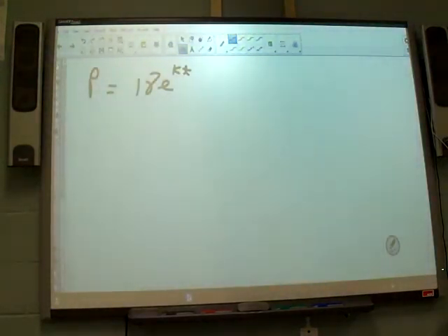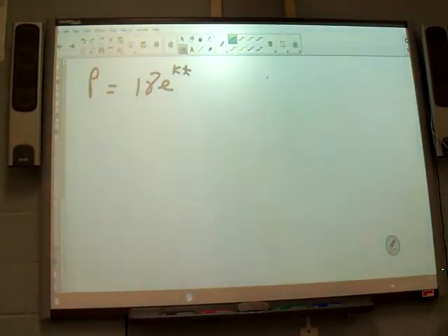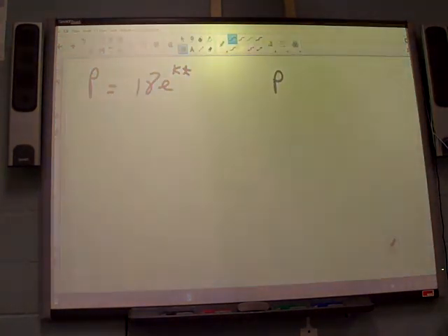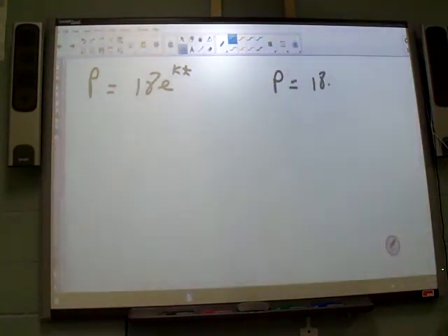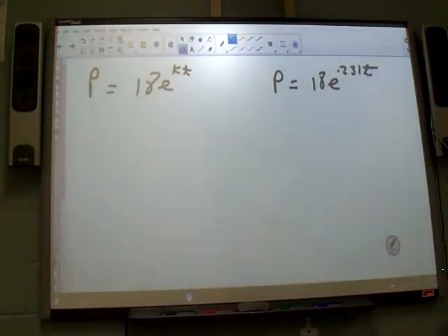Part A: a recent change in the economy has made the k value, or rate of change in population, be 0.231. Write a function that gives that. All you had to do for Part A was take the k out and put in what they told you. So you put P equals 18 times e to the 0.231 times t power. There's your first answer.